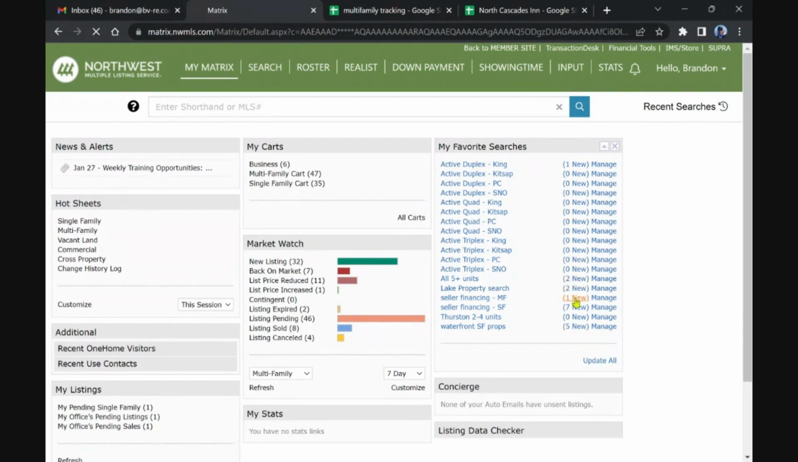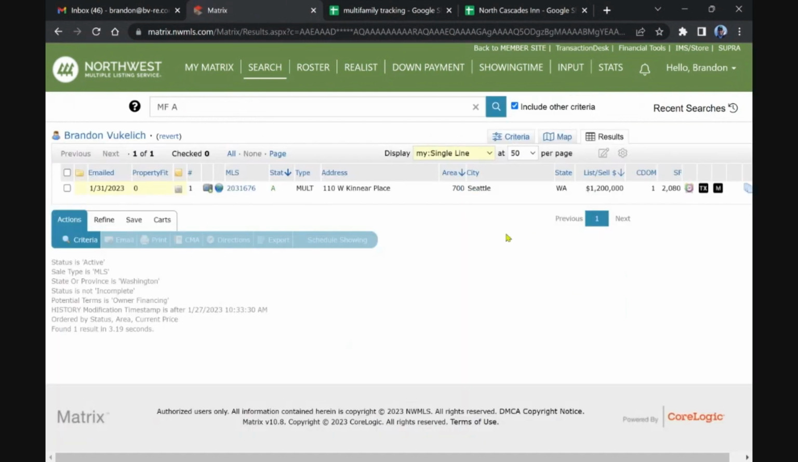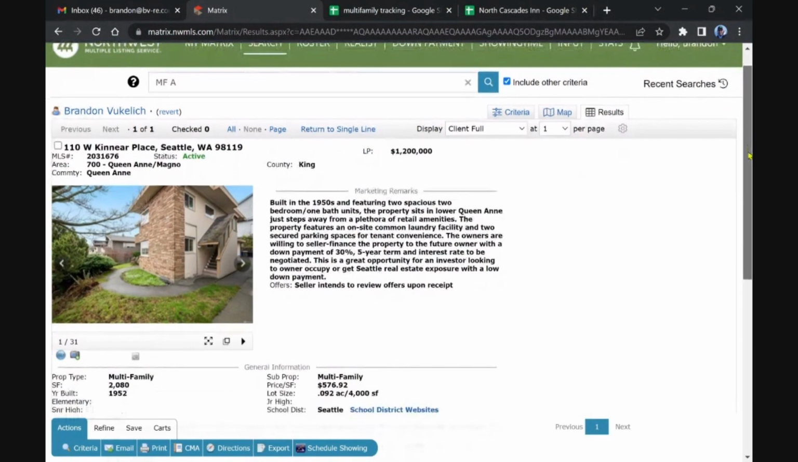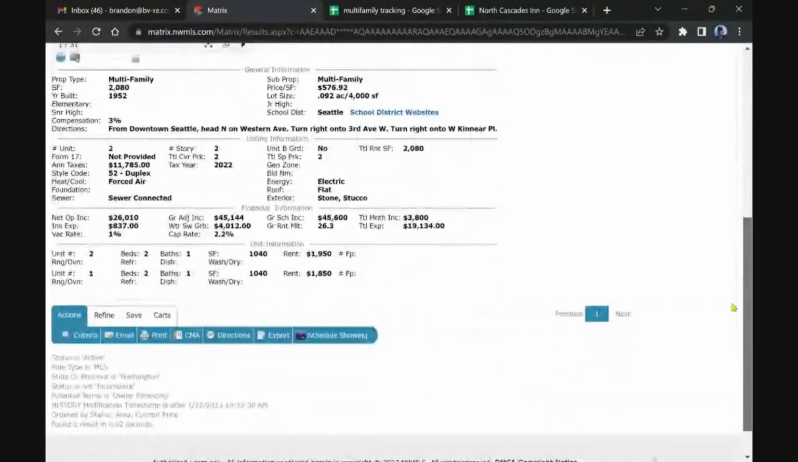Let's get to the good one. Let's see what seller finance multifamily opportunity is available. Sometimes it pops up in the other ones too, the duplexes and triplexes and such. So it's in Seattle. Let's take a look. Queen Anne Magnolia. It's a duplex.